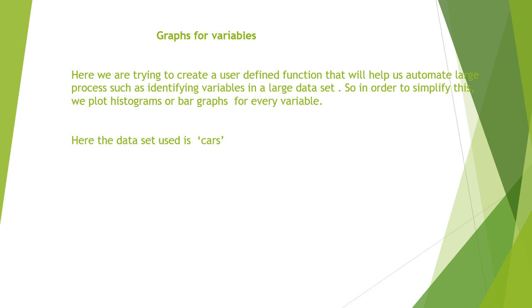So we plot histograms if the variable is of type quantitative, and we plot bar graphs if it is a categorical variable. So let's start. The dataset used here is cars. The dataset can be found in the description box. Let's start by explaining the code.